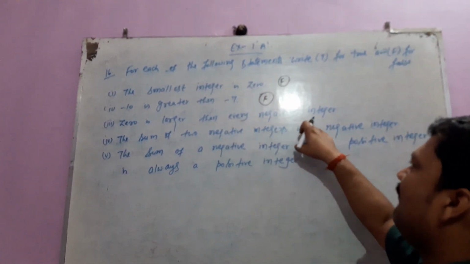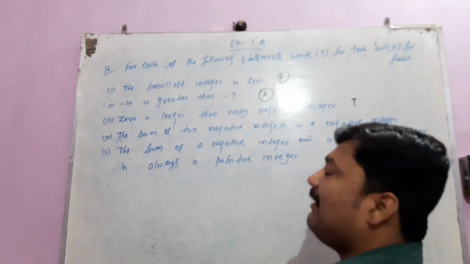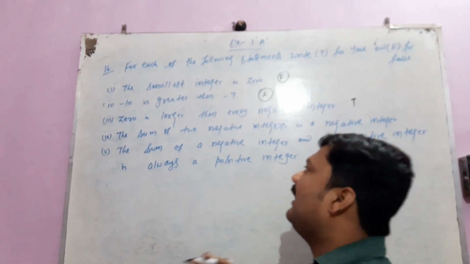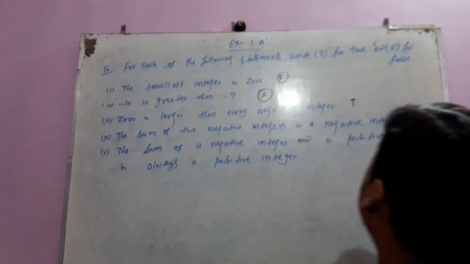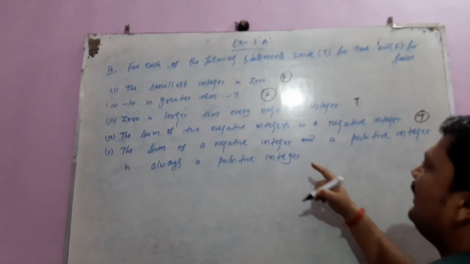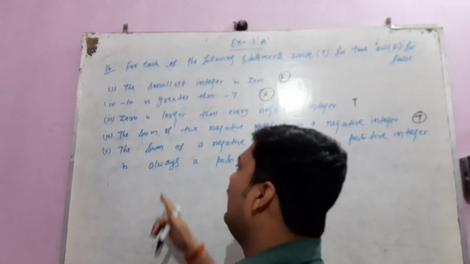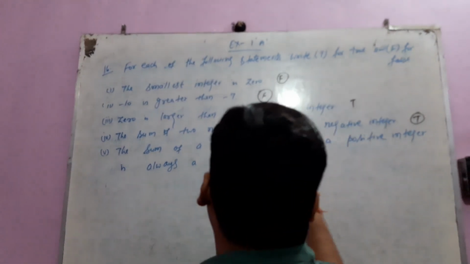0 is larger than every negative integer. Yes, it is true. 0 is larger than every negative integer because on the number line it lies on the right side of every negative integer. The sum of two negative integers is a negative integer. Yes, it is also true. The sum of any two negative integers is always a negative integer. And the last one, the sum of a negative integer and a positive integer is always a positive integer.